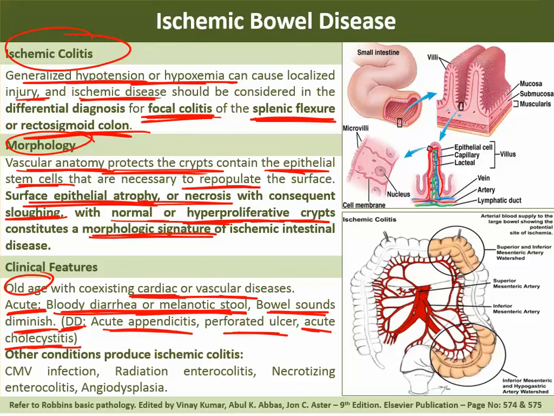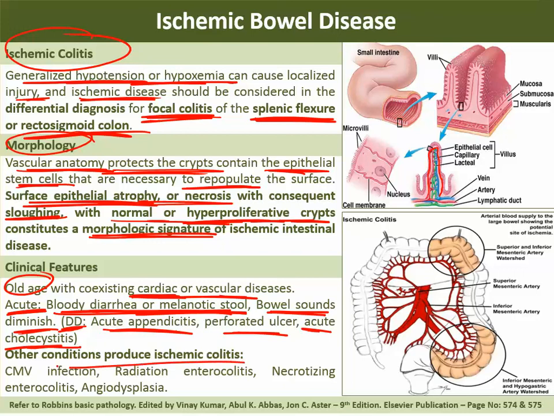Very serious problem. The patient cannot tolerate it. They have very severe acute pain, and they will be coiled up like a worm, understand? So they cannot tolerate it, and immediately you have to take them to the emergency. If you see them in the emergency, four conditions we have to rule out: acute appendicitis, perforated ulcer, acute cholecystitis, and ischemic bowel disease.